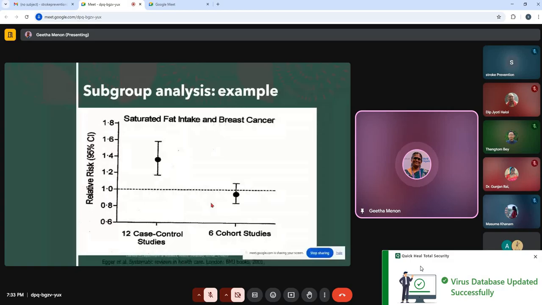But when they separated the cohort studies and the case control studies and did a subgroup analysis, they found clearly that cohort studies did not show any significance, whereas the case control studies, which are retrospective in nature, clearly show that increased amount of saturated fat intake results in higher incidence of breast cancer. So this is one example where heterogeneity in the study designs could have led to wrong evidence if the subgroup analysis was not done.